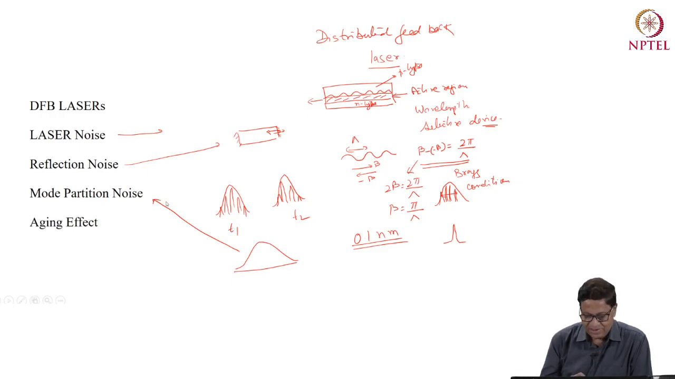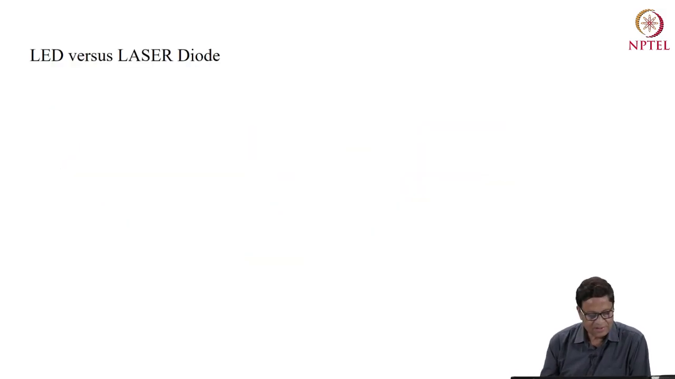And the next one is the aging effect, because you have some mirrors here. With continuous operation over the life of the mirror, the reflectivity is affected. It may go down, which results in some reduction in the power output. So this is another point one should consider, the aging effect of the laser. These are some of the impairments which happen in the case of a laser.